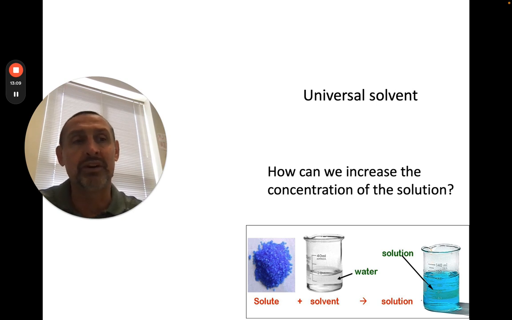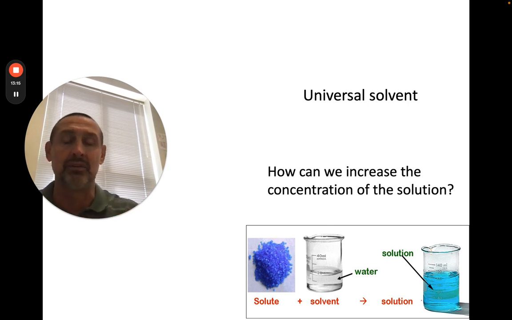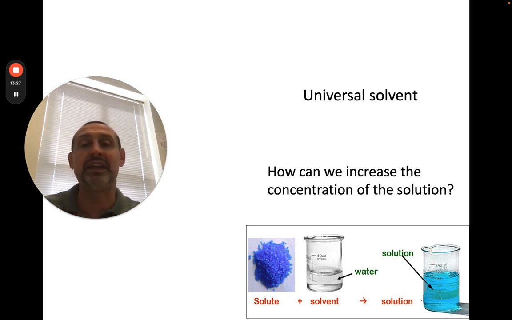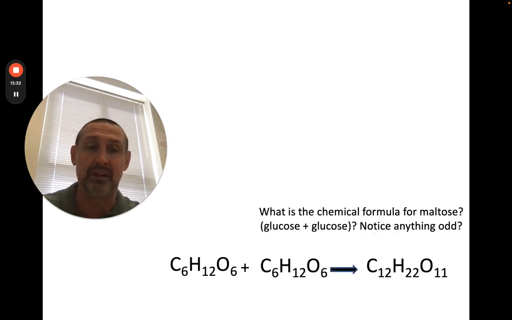When we think of water as a universal solvent, what we mean is that it dissolves things. The reason that's important is because anytime we take a solute, like salt or sugar, it can dissolve in water because water is a solvent. If we increase the amount of solute, we can increase the concentration of the solution. If we increase the amount of solvent, then we're diluting the solution.